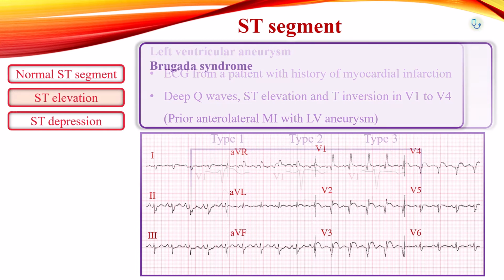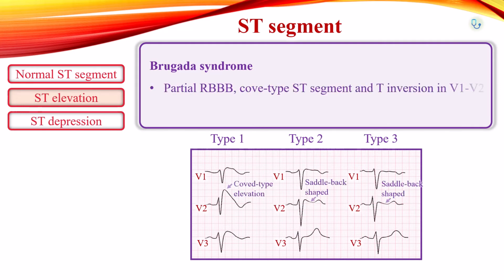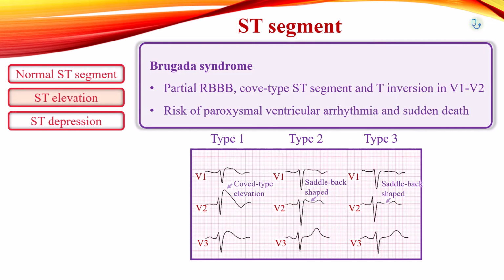The characteristic EKG findings in type 1 Brugada syndrome are partial right bundle branch block, a cove-type ST segment and T inversion in leads V1 and V2. Brugada syndrome is a disease of myocardial sodium channels, associated with paroxysmal ventricular arrhythmias and sudden cardiac death in young individuals.